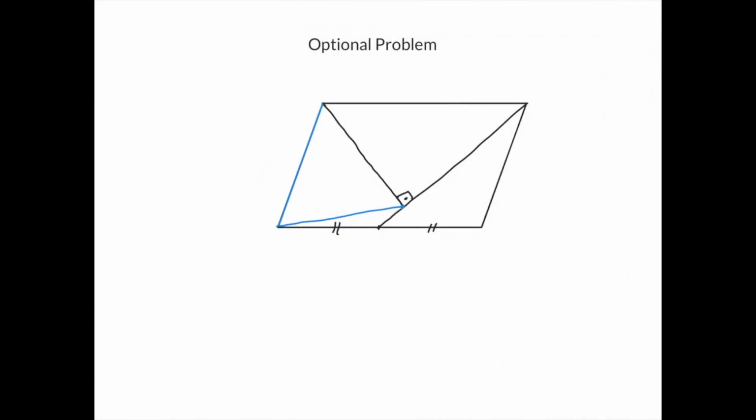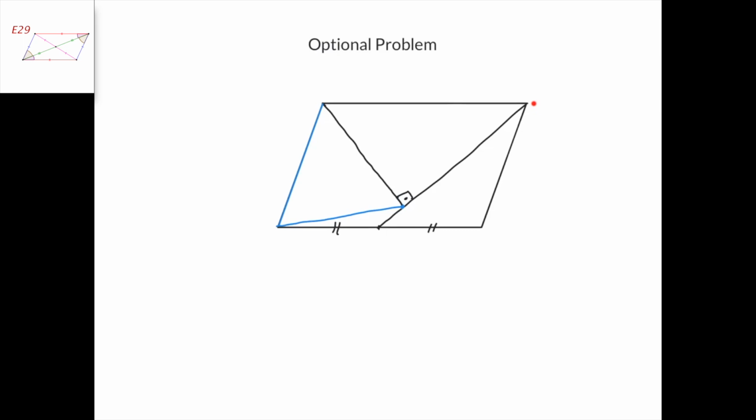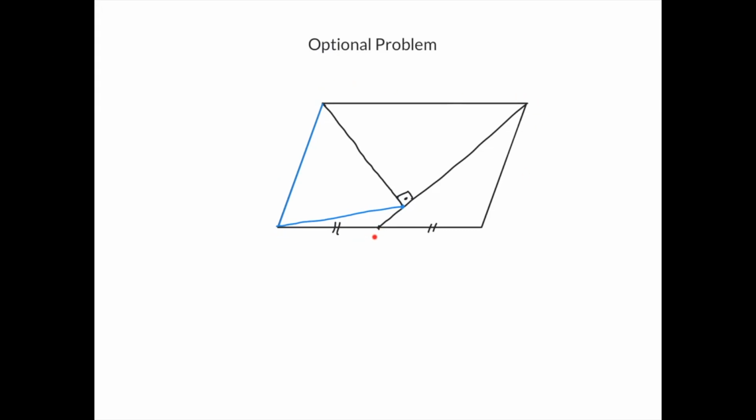And this is the optional problem. Suppose we have a parallelogram here, and we took the midpoint of one of its sides, and then we connected the midpoint with this vertex here, and we dropped a perpendicular from this point to this new line. And now we need to prove that the length of this side of the parallelogram equals the length of this segment here. So the two blue segments have equal length.